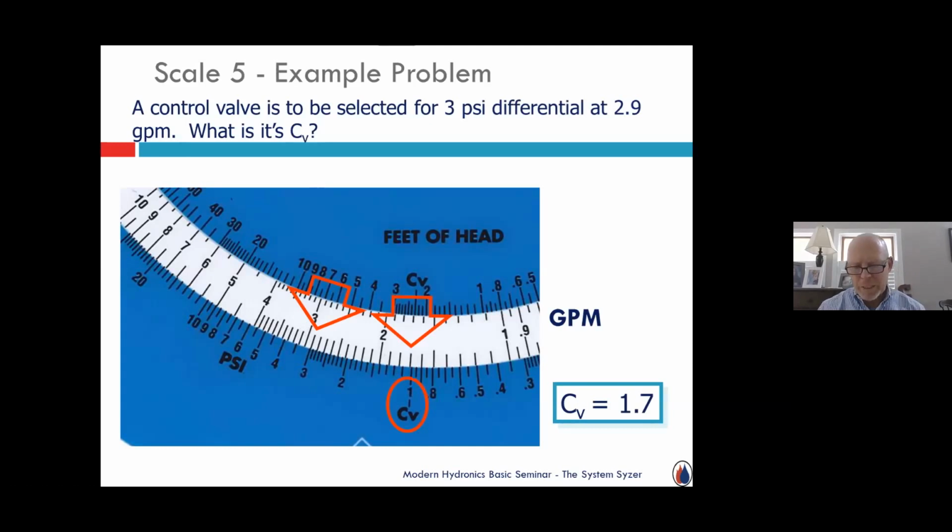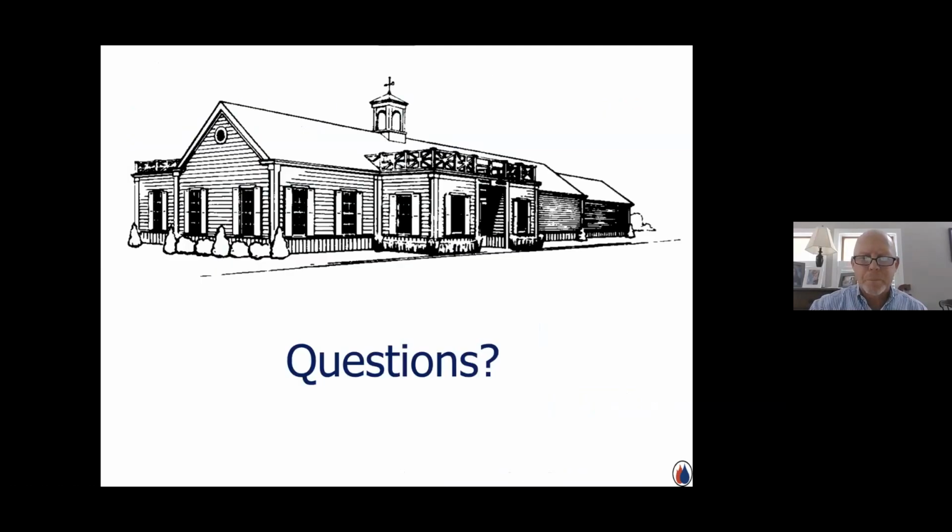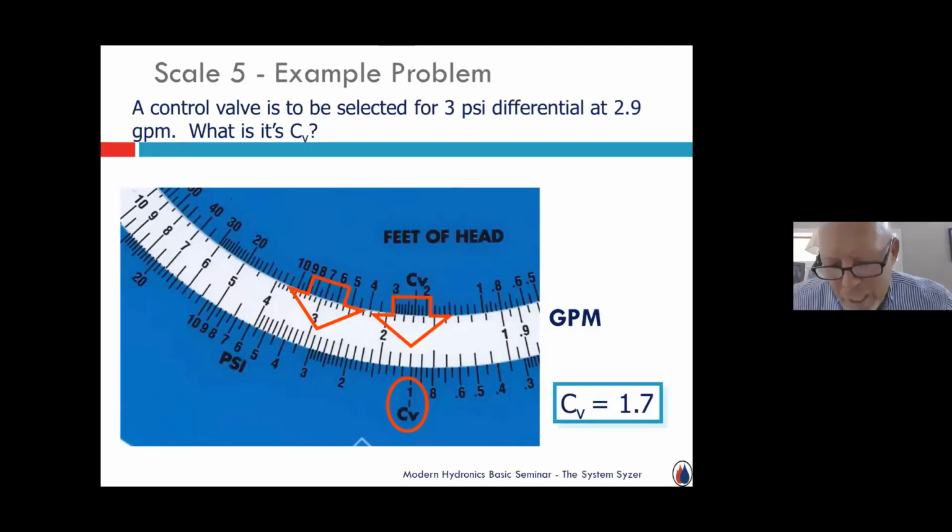I put it into a system that's pumping 2.9 gallons a minute, and that valve will cause a 3 PSI pressure drop. And the reason for that, which is another whole conversation, is maybe the engineer's looking for some control valve authority. And so he wants that valve to really have some impact on the output of that coil. And by really impacting the flow rate by having control valve authority, having some good pressure drop, I can control the space pretty accurately. So that comes to the end of our System Syzer presentation.